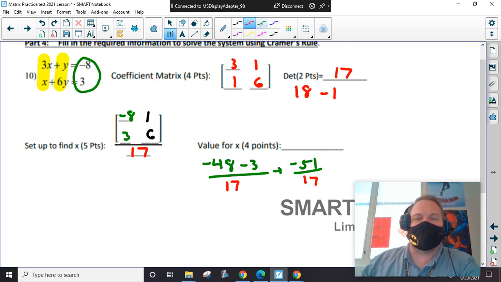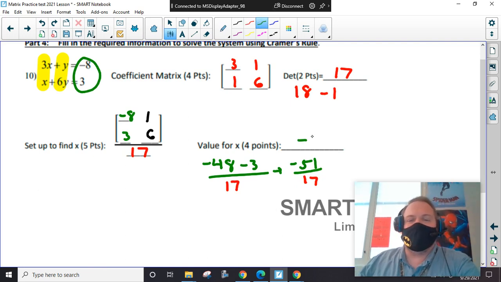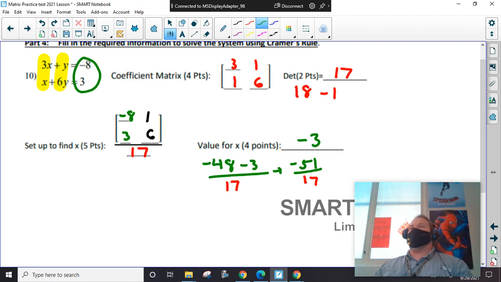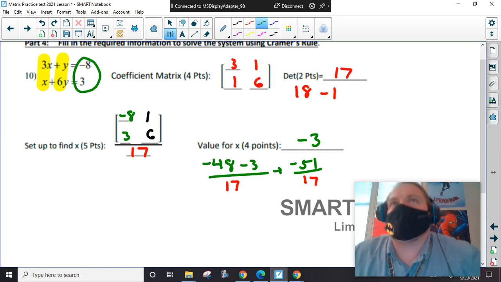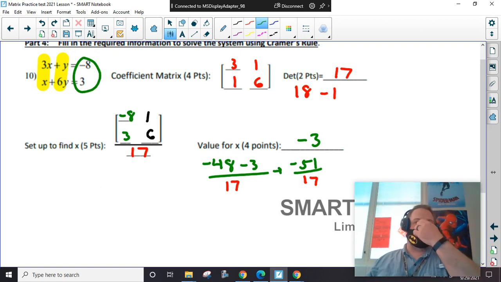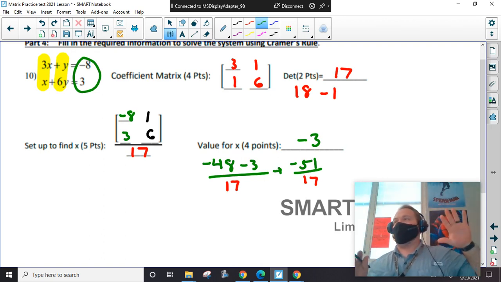All right, this actually reduces down to -3. And that's all you have to do. You're not having to find x and y. You're just finding the variable that is stated in the problem. Okay, so now that was number 10.